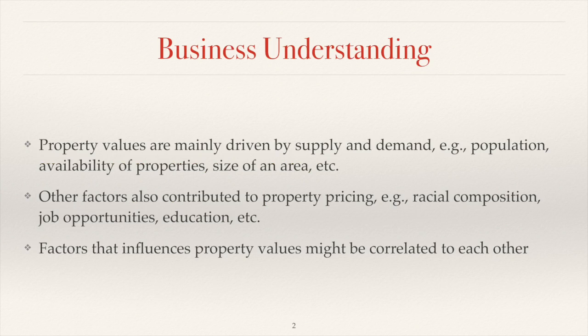The first step is business understanding. Property values are mainly driven by supply and demand, like populations, availability of properties, the size of an area, etc. And there are other factors that affect property values too, like racial composition of a county, job opportunities, education, etc. A lot of these factors might be correlated to each other, so if we are building a linear regression model, we need to avoid using two parameters that are strongly correlated to each other.